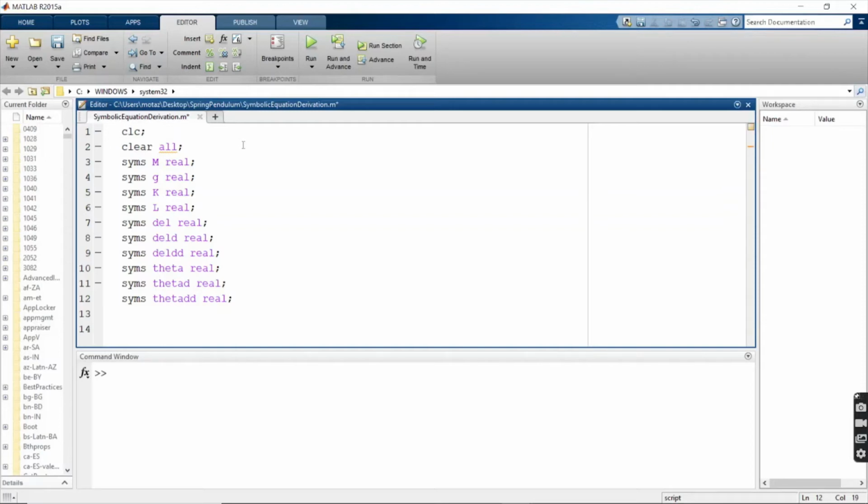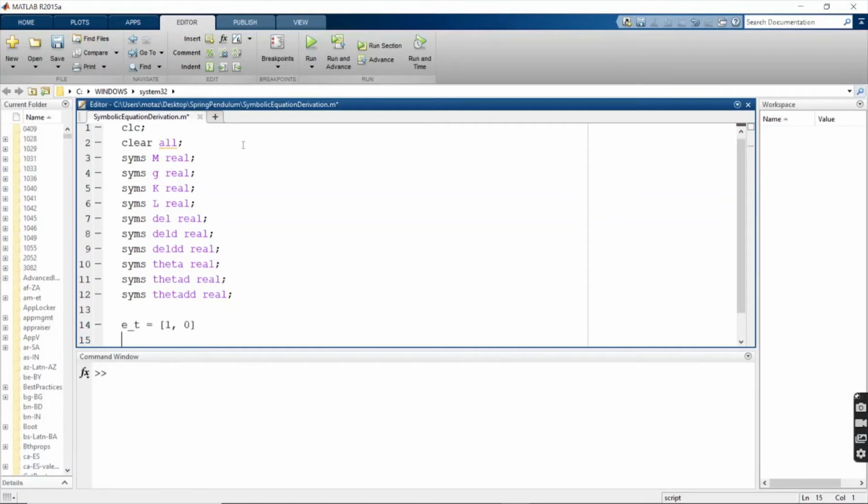So next we need to define the generalized coordinates, which we said are going to be the normal and tangential, and I'll just use unit vector notation to define these. So we'll say that the E underscore tangential will be 1, 0, and E underscore normal will be 0, 1. I'm just defining the normal and the tangential components, or the generalized coordinates.